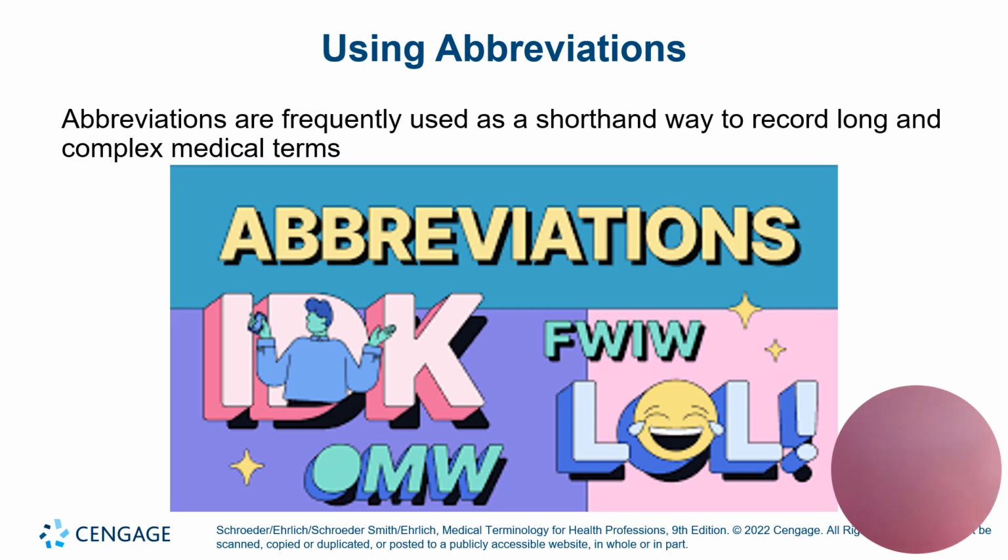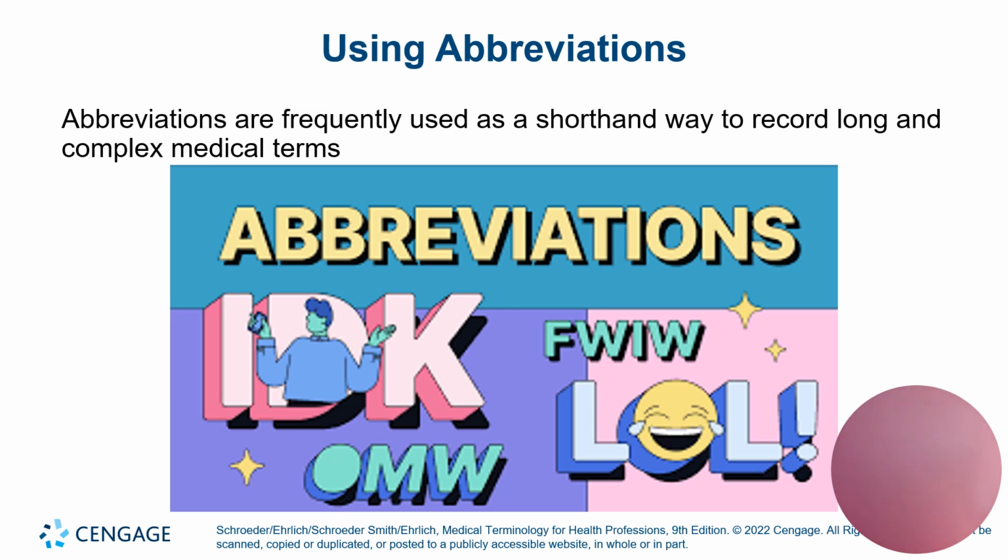And then we have abbreviations. These are frequently used as a shorthand way to record long and complex medical terms. They can lead to confusion and errors, so it's very important to use caution when you're using and/or interpreting an abbreviation. Most of your facilities are going to have policies for the accepted abbreviations within that facility. It's really important to follow that accepted list for the facility where you're working. The rule of thumb: when in doubt, spell it out.